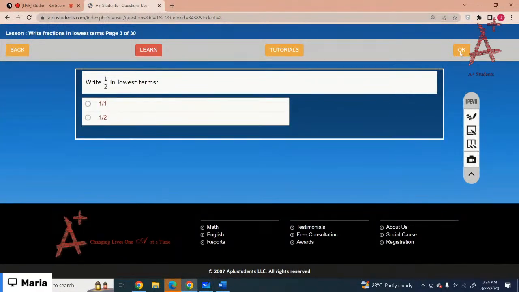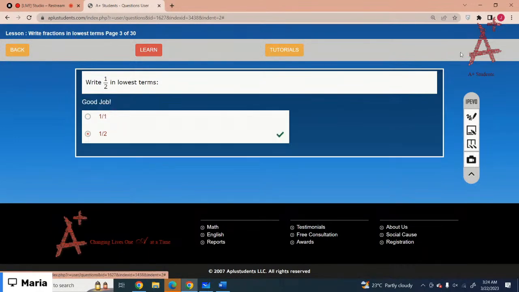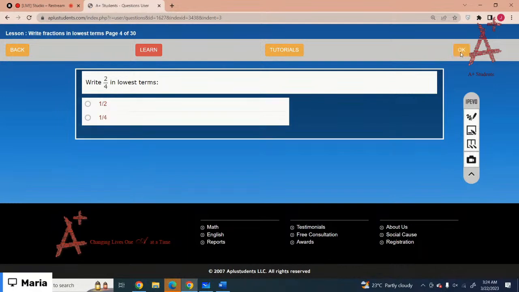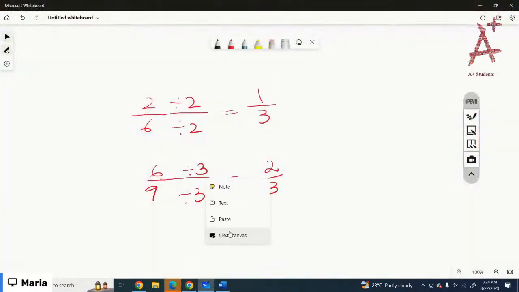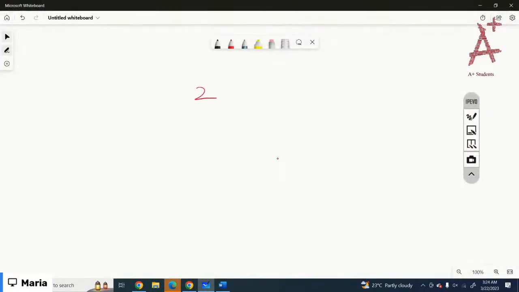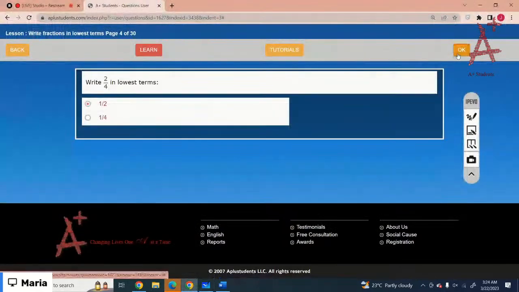Okay, write 1 by 2 in the lowest form. So which is the correct option? One over 2 is already in the lowest form. Got it? So that would be 1 over 2. That is already in the lowest form. Write 2 by 4 in lowest terms. So how do you write 2 by 4 in lowest terms? The greatest number that can divide 2 by 4 is 2. Just divide them by 2. It would be 1 over 2. Got it? So the correct option is 1 over 2.